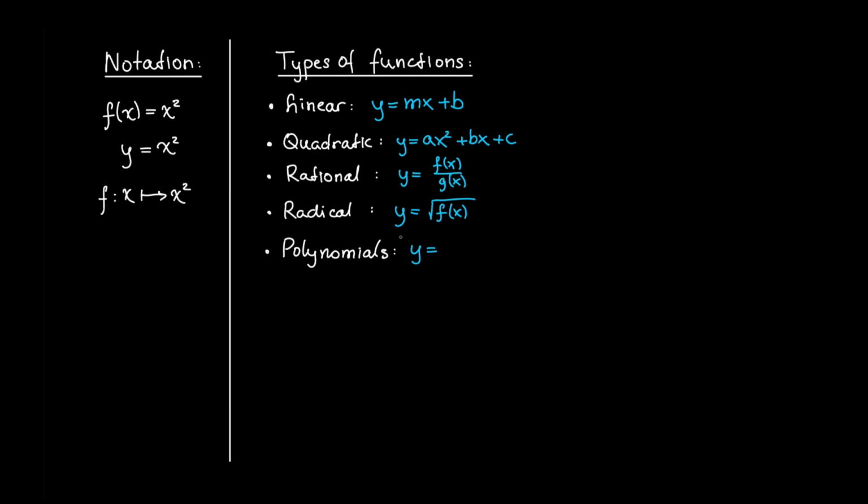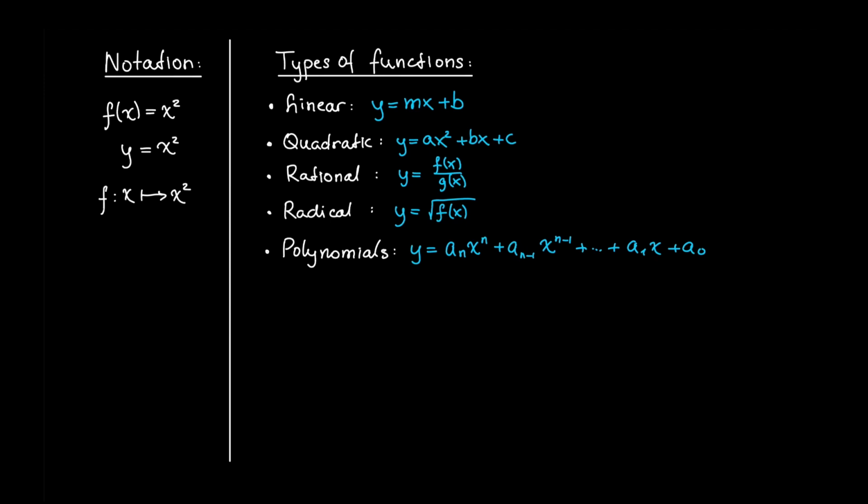And finally, we have a very broad field called polynomials. They are in the form of a_n x to the power of n plus a_(n-1) times x to the power of n minus 1. This will continue until the last terms a_1 x plus a_0. However, please do note that linear functions and quadratic functions are also considered polynomials. However, they have their own specific characteristics, which is why we pull them out.